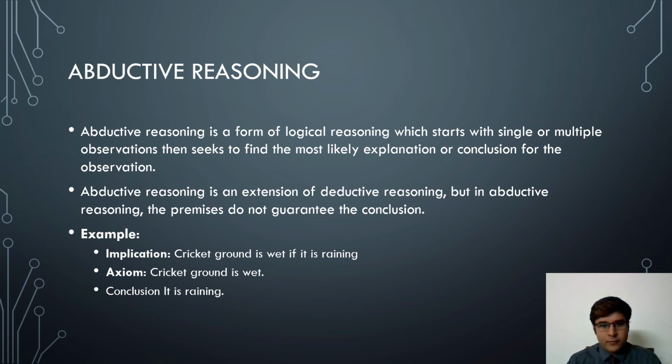Abductive reasoning is a form of logical reasoning which starts with single or multiple observations, then seeks to find the most likely explanation or conclusion for the observation. Abductive reasoning is an extension of deductive reasoning, but in abductive reasoning, the premises do not guarantee the conclusion. So, for example, we have the implication or premise: cricket ground is wet if it is raining. The axiom is cricket ground is wet. Conclusion is it is raining.